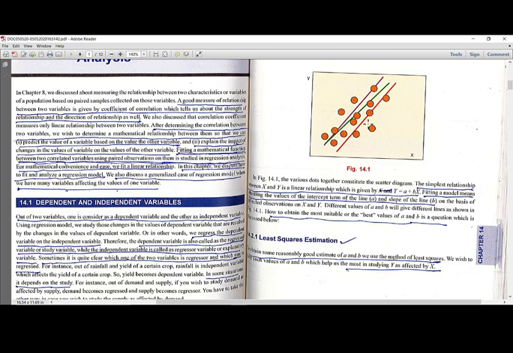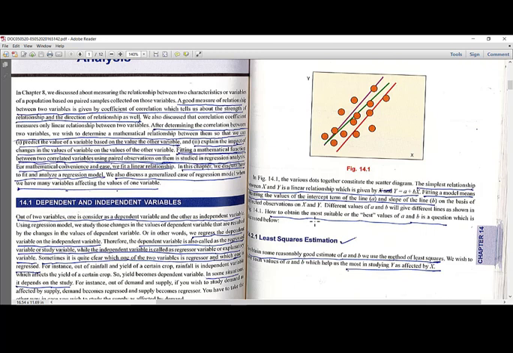The simplest relationship between x and y is a linear relationship, which is given by y = a + bx. Fitting a model means obtaining the values of the intercept term of the line, a, and the slope of the line, b, on the basis of collected observations on x and y. Different values of a and b will give different lines as shown in the figure.